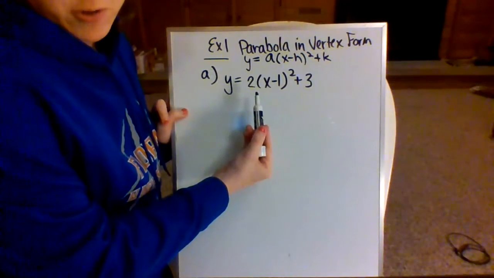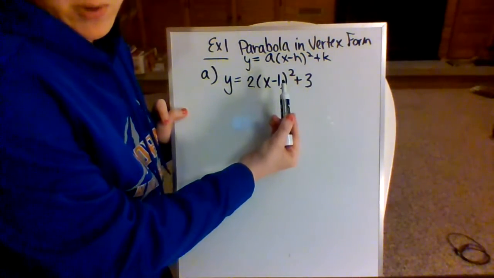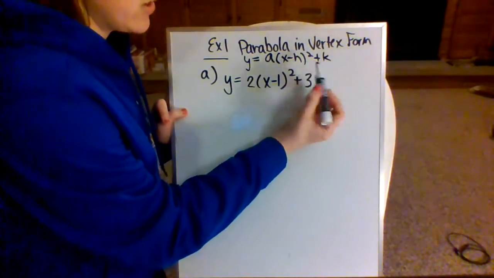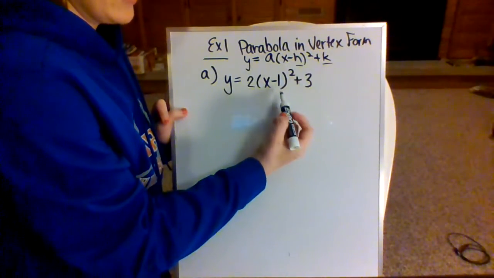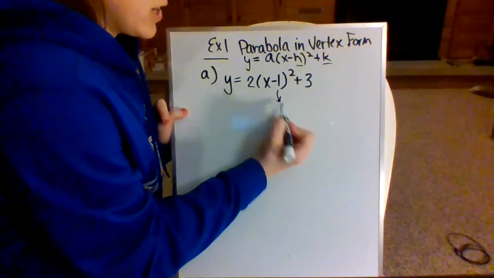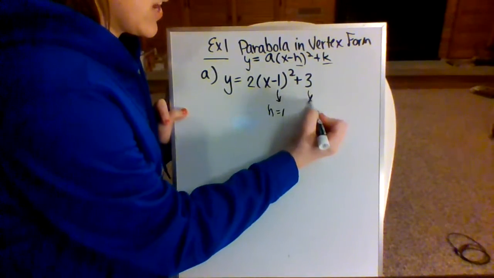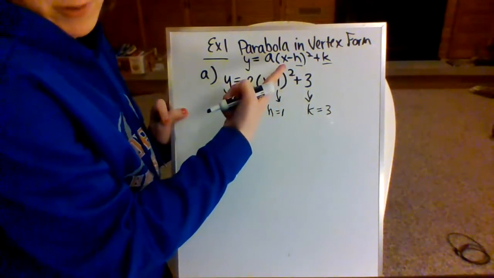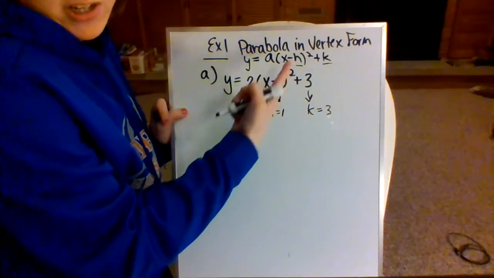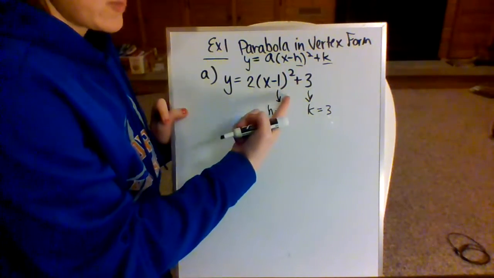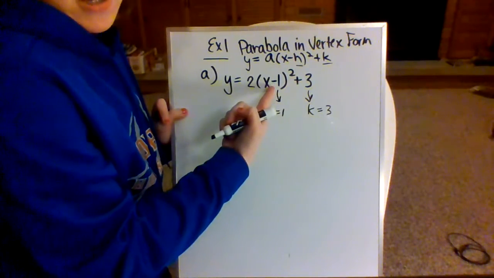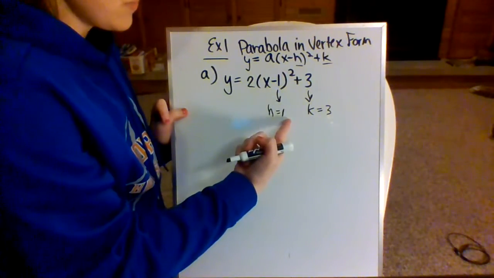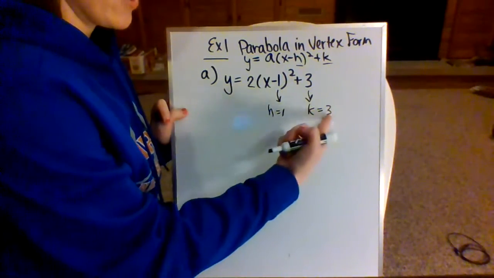Okay, so this is the equation of our parabola. We have y equals 2, and in the parentheses x minus 1 squared plus 3. Okay, so we're going to look at h and k. In our equation here, we have h is 1 and k is 3. Now this is 1 and not negative 1 because the generic formula says x minus h squared and h is positive. So our h value is 1. Okay, so our vertex is going to be 1, 3.